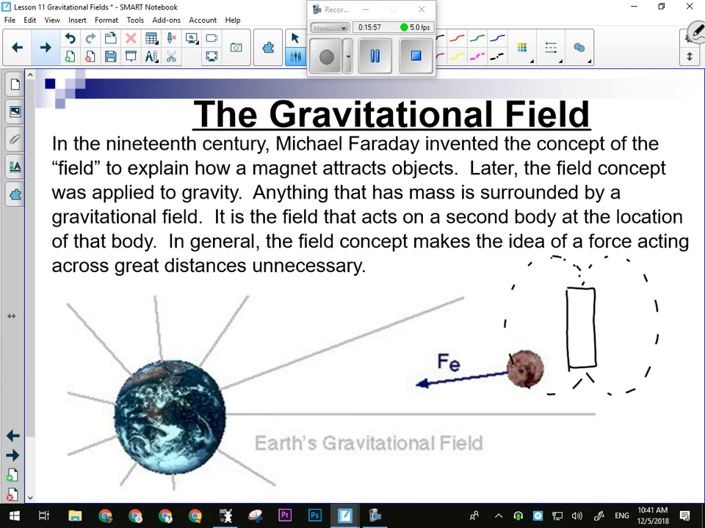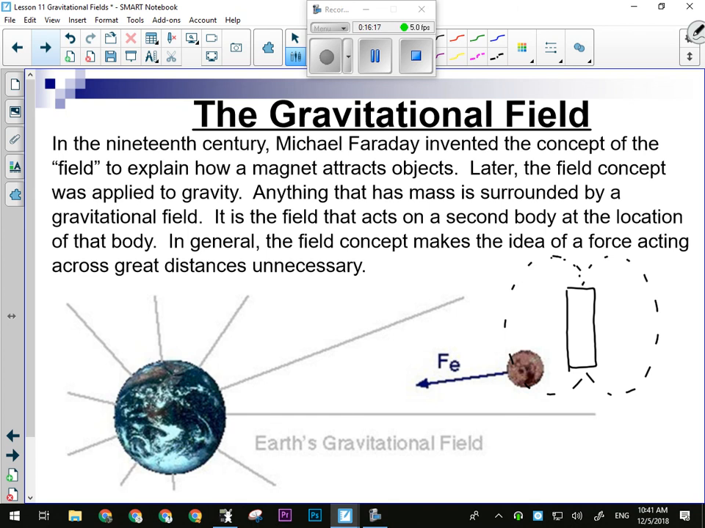All right, so the field acts on the second body at whatever location it's at. So if the moon is here, the gravitational acceleration towards the Earth is a certain value. Were the moon closer, then that value would be larger, and so on and so on. All right, and same for the reverse.